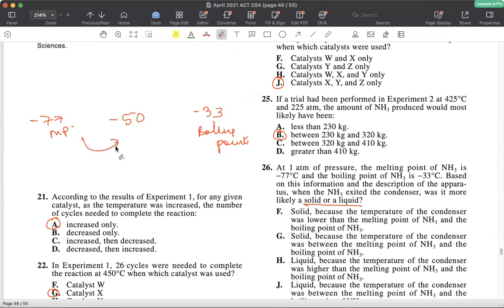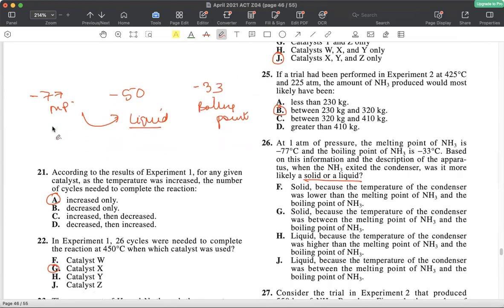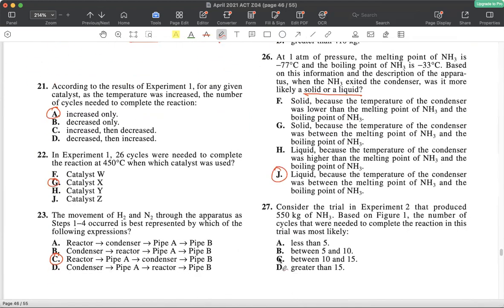So it is definitely a liquid, right? At this stage, because it has already melted at minus 77. So at minus 50, it is definitely a liquid because the temperature of the condenser was higher than the melting point of ammonia. The temperature of the condenser was between the melting point and the boiling point. So J, yeah, it's liquid because it's between the melting and boiling point.